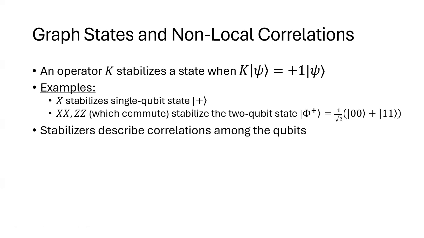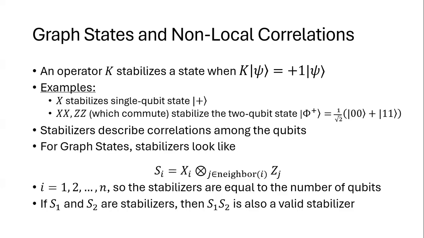So if K stabilizes psi, it means that K acting on psi just gives you back psi. Right? An example is that the operator Pauli X just stabilizes the plus state. So if you act by X on plus, you'll just get the same state back. And we also saw that for Bell states. So for instance, for the Bell state we just worked with, XX and ZZ are the stabilizers, meaning that if you act by them on the state, you will just get the same state back times plus one. Right. So stabilizers are a formal way of thinking about correlations. That's what they're useful for.